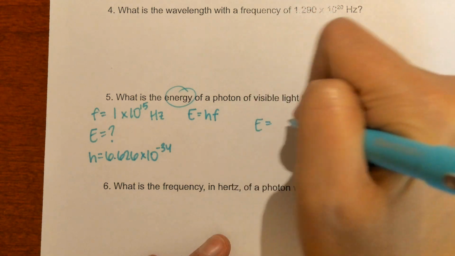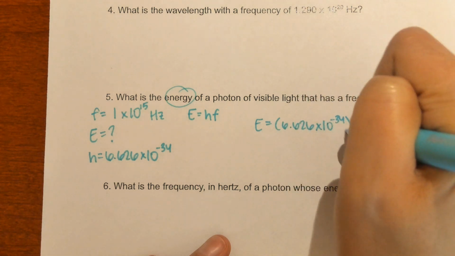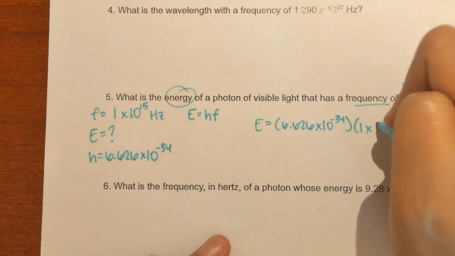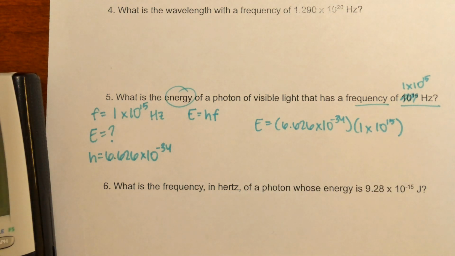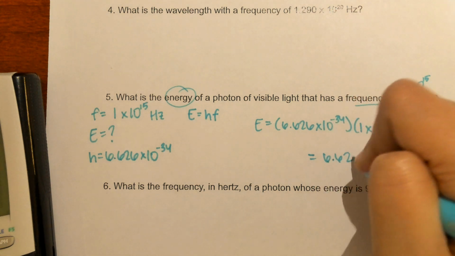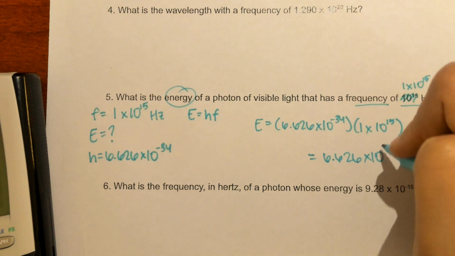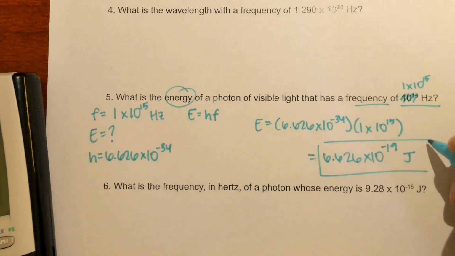So E equals my H times my F. And that's it. And this is actually a lot easier because all you have to do is multiply across. So when I do that, I should get 6.626 times 10 to the power negative 19. And it is measured in joules.